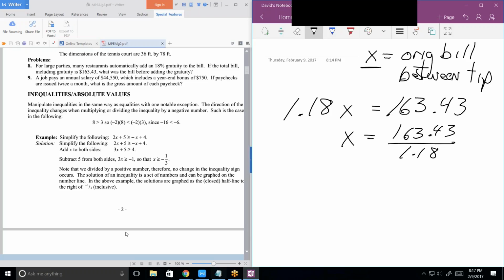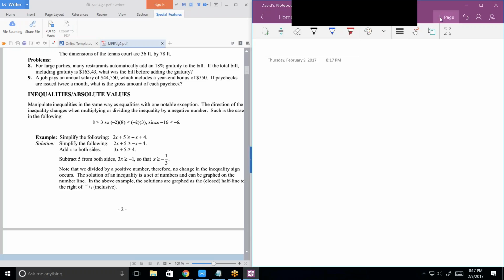So always try to set up the equation and then solve it. These word problems, that's what they want you to do. They want you to set up an equation. Okay.